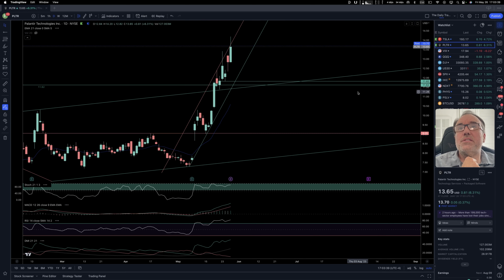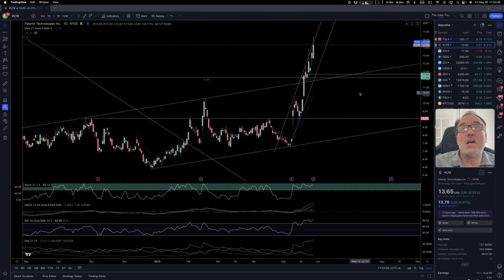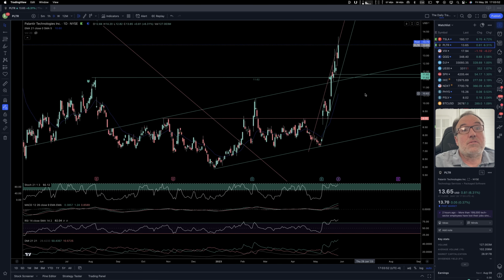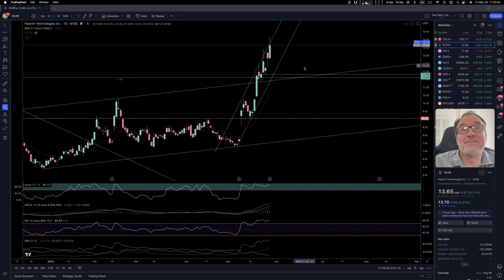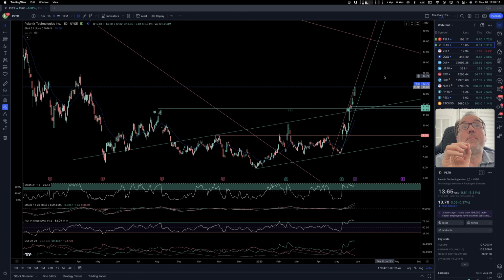Let's take a look at Palantir. So Palantir is up 81 cents, 6.31%, at 13.65. This is just going higher and higher. I don't have anything more to say. This is just flying, and we are on the upper side of the bullish channel. So this is higher and higher. So let's just enjoy this and don't sell because it's overvalued now.